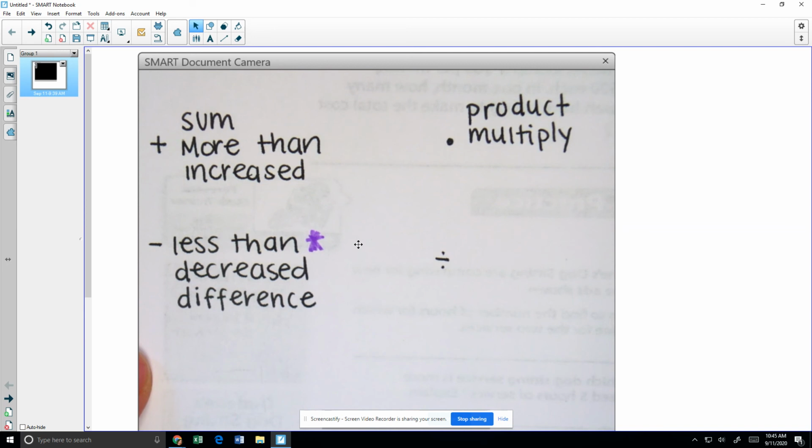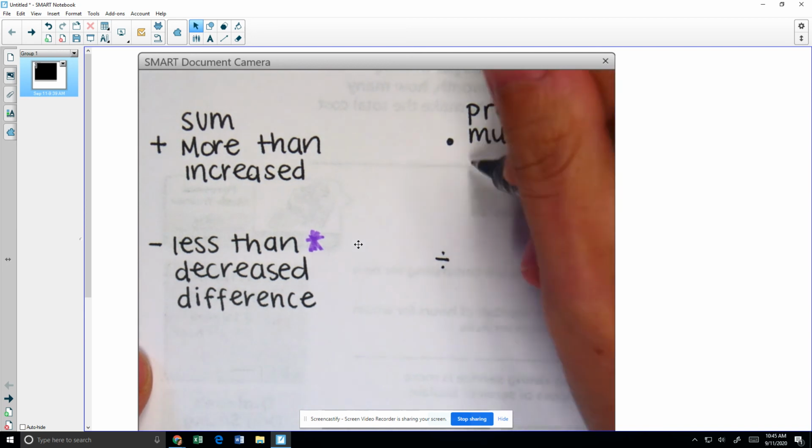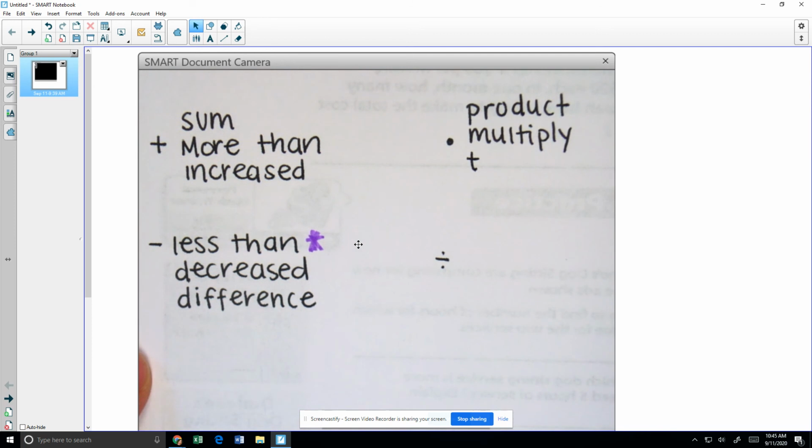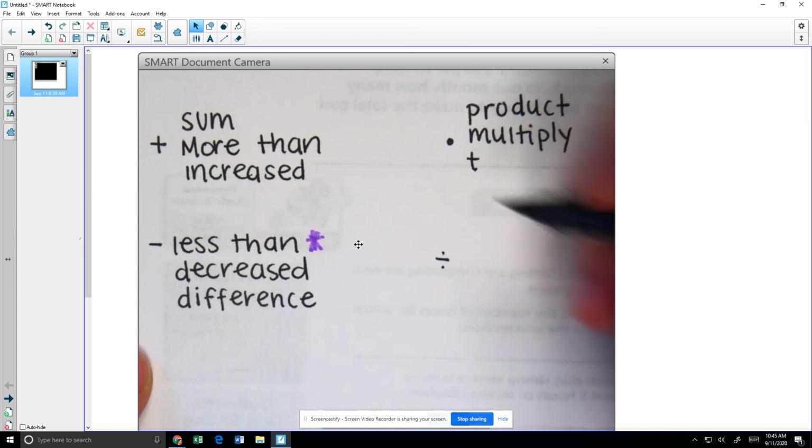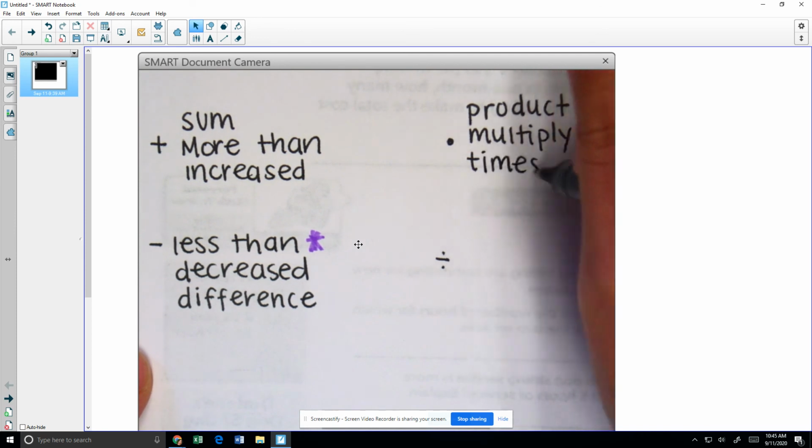Okay. What's another one? Okay, this one hopefully is kind of obvious. It starts with a T. Total. Not total. That's equal. Times. Times, like 3 times 8, right?